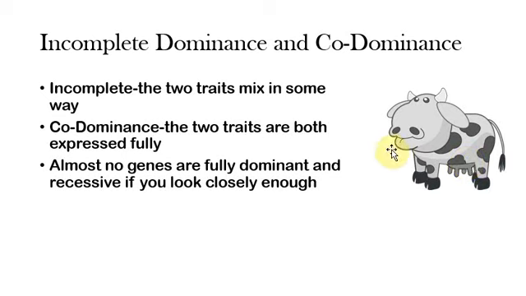Another great example is with your blood type. If you know anything about blood type, you can have A blood type, you can have B blood type, and you can have AB blood type, which is basically both blood types. It's not like a mix between them, but both of them are actually present within your blood.